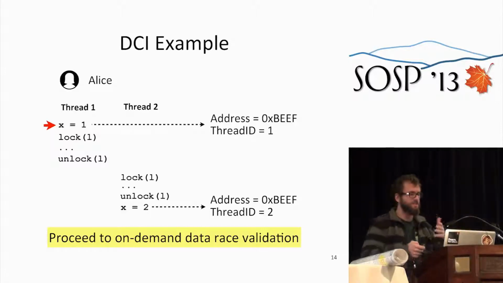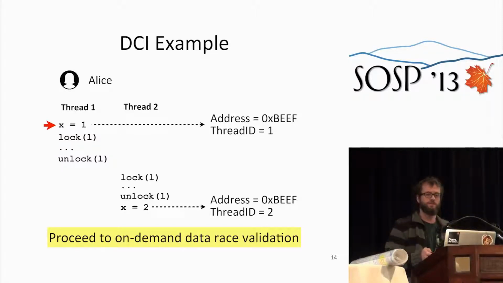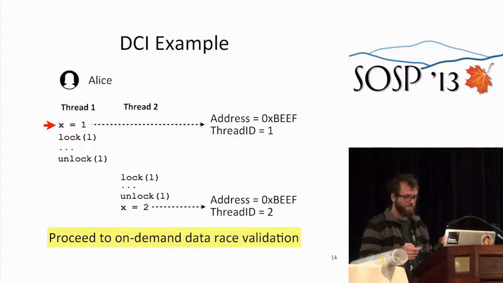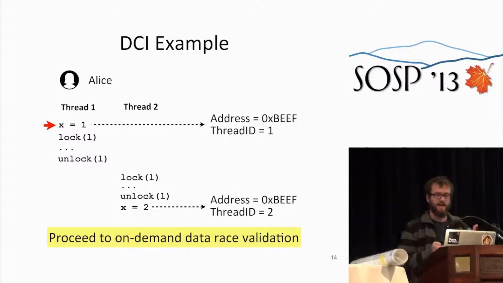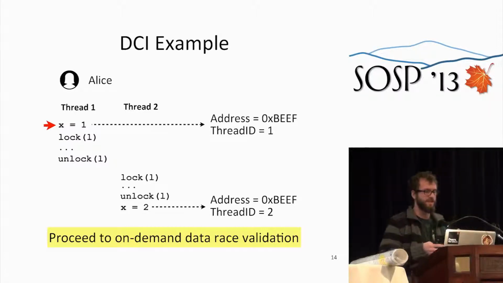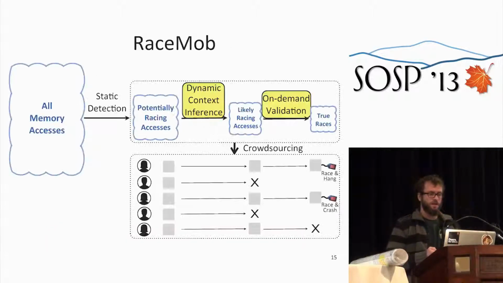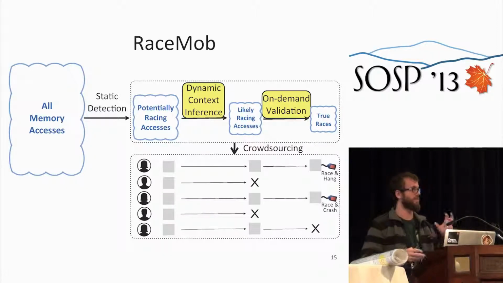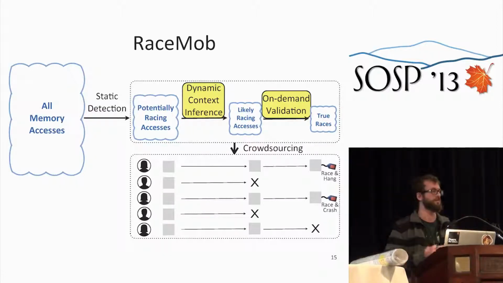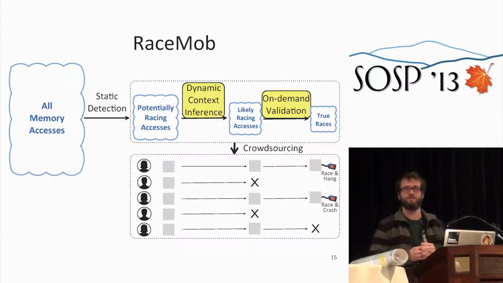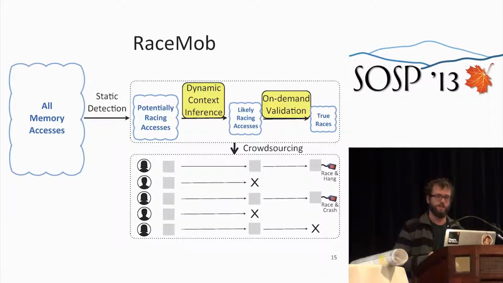Since the accesses of the potential data race alias at runtime, and they can be performed from different threads, DCI will let the accesses proceed to the next phase, that is on-demand data race validation. Now that we've seen how RaceMob narrows the set of potentially racing accesses to likely racing accesses through dynamic context inference, let's have a look at how it detects actual data races using on-demand validation.